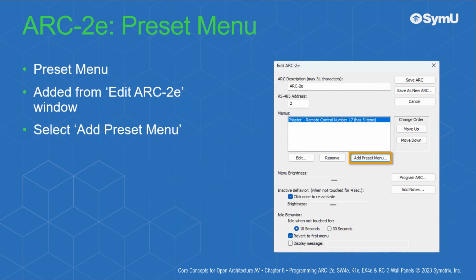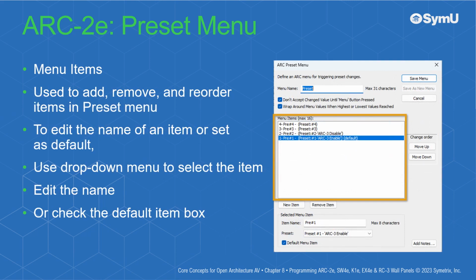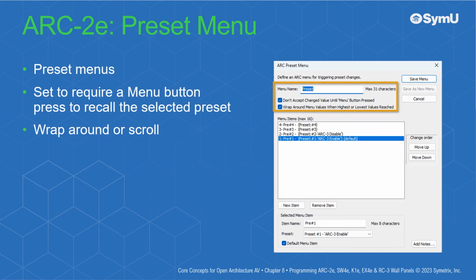A preset menu can be added from the Edit ARC-2E window by selecting Add Preset Menu. The Menu Items portion of this window is used to add, remove, and reorder the items of the preset menu. To edit the name of an item or set an item as the default, use the drop-down menu to select the item. Then edit the name or check the box to make it the default item. Preset menus can also be set to require a menu button press to recall the selected preset, and the menu can be programmed to wrap around or scroll between the available items.